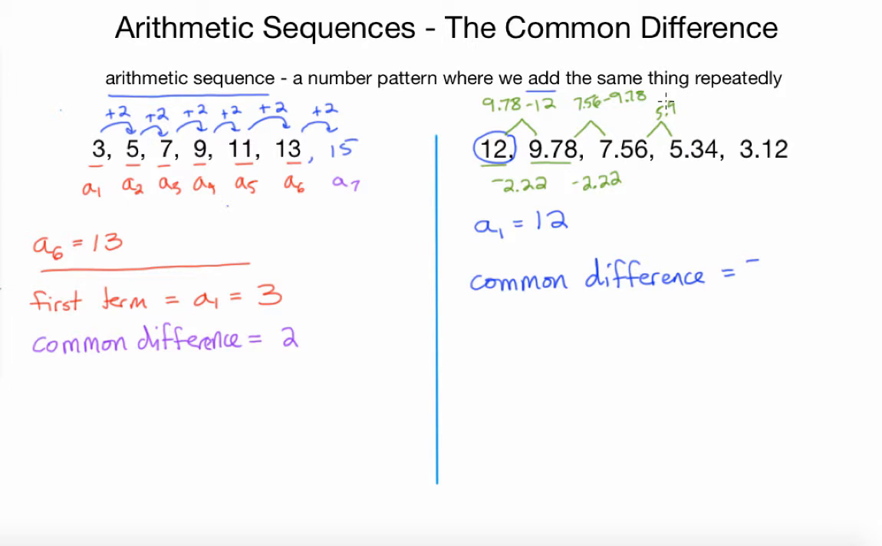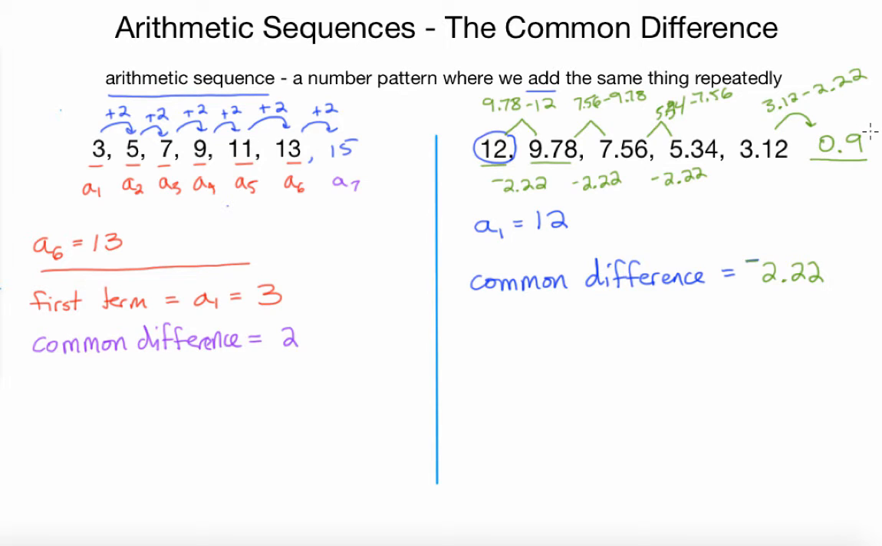5.34 minus 7.56. You can punch that in your calculator, but you'll also see that it's again negative 2.22. So the common difference can be found by subtracting two terms and finding out what that difference is. In an arithmetic sequence, it'll be the same difference between any consecutive terms. All right, so what if I want to find the next one here? I can take just 3.12, and the pattern is to subtract 2.22 from it. If I do that, the next term should be 0.9.